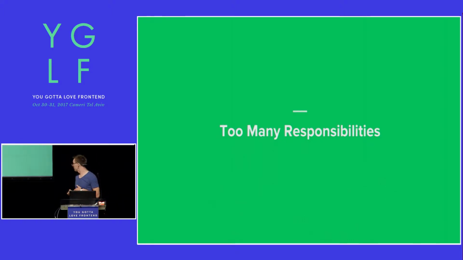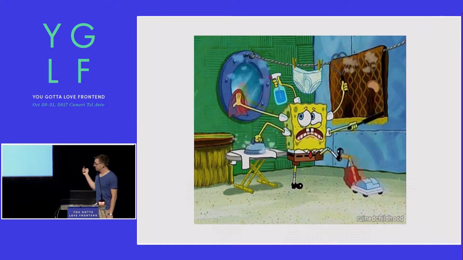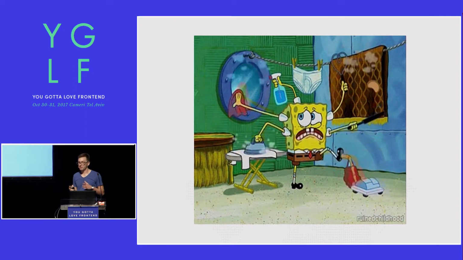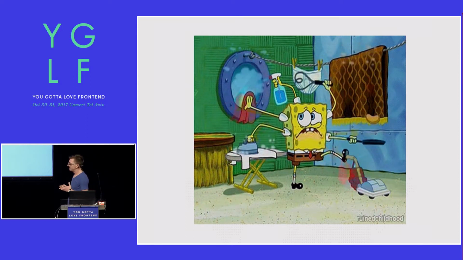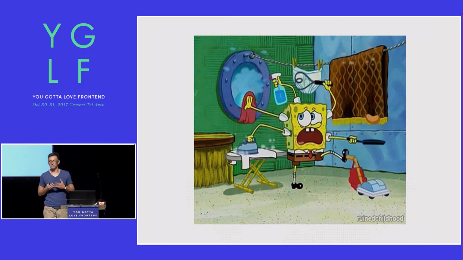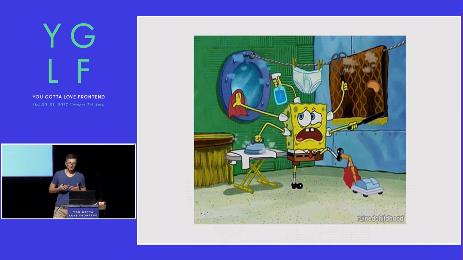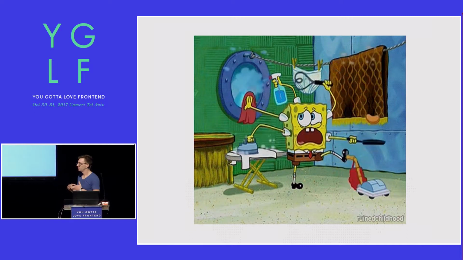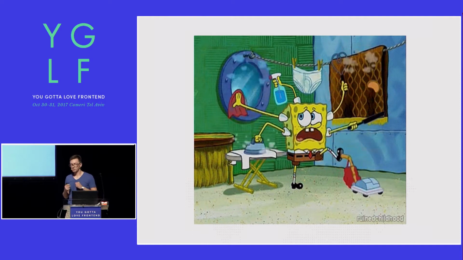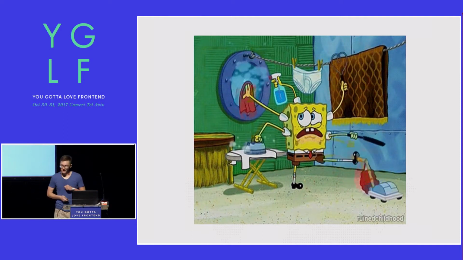So let's go to the first problem, which is too many responsibilities. And it may look like this. Imagine we have a project team with a few members, and the developer is also a project manager. It's not a very unusual situation, but it's not very effective, because when we need to split our attention between completely different tasks, we're not as effective as we would be with only one responsibility.